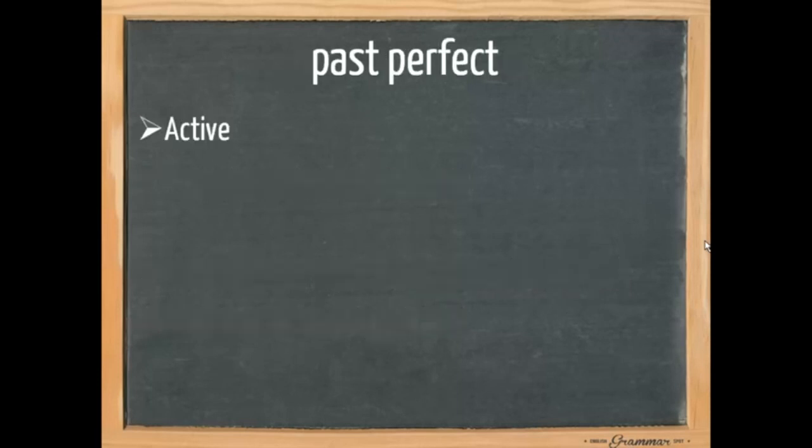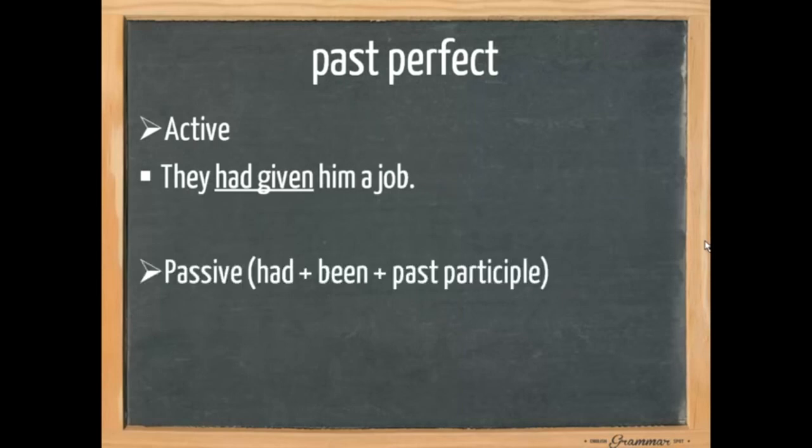The past perfect. The active past perfect: They had given him a job. And in the passive we use "had" plus "been," just as in the present perfect, and a past participle: to give, gave, given. He had been given a job.